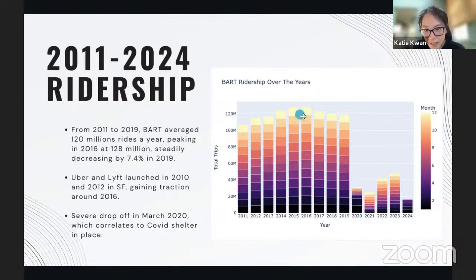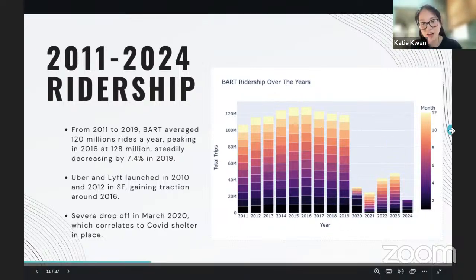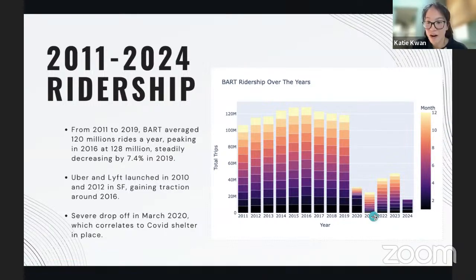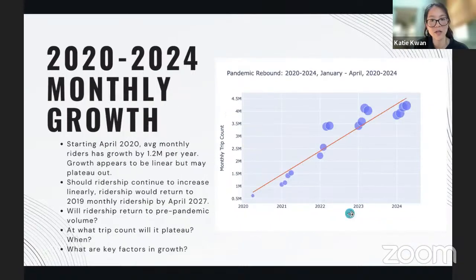Again, the question is, okay, we see some decline here, and we see some growth coming out of it. The expectation that our ridership is going to return to pre-pandemic times is probably not likely. So the question is, where is it going to turn out, and what are the factors? I wanted to understand our rebound or our growth, so I divided our post-pandemic numbers by our pre-pandemic numbers to come up with some sort of ratio of rebound.